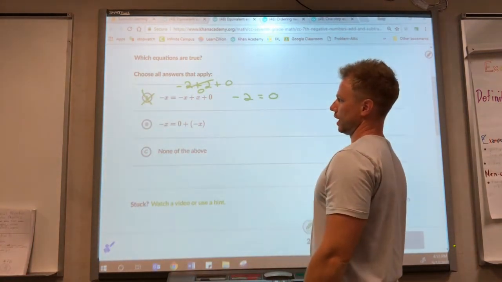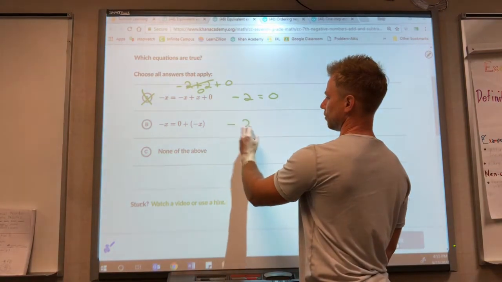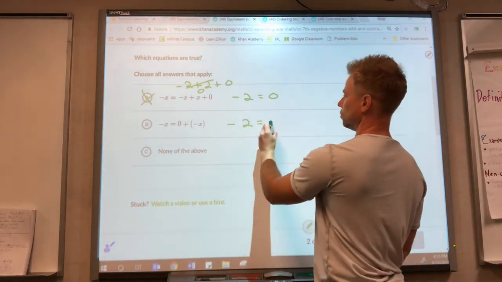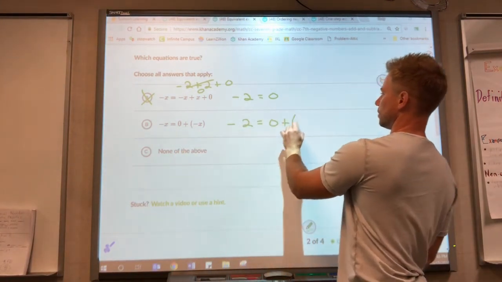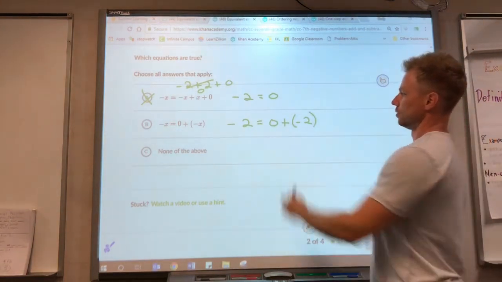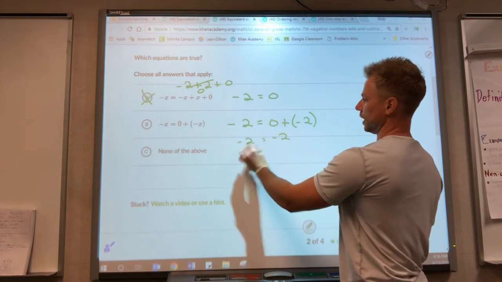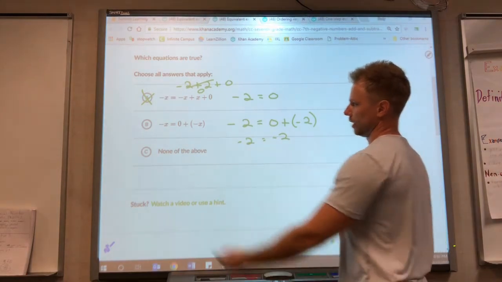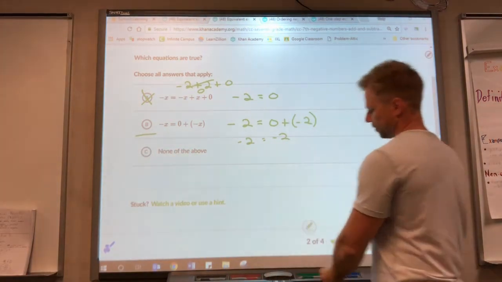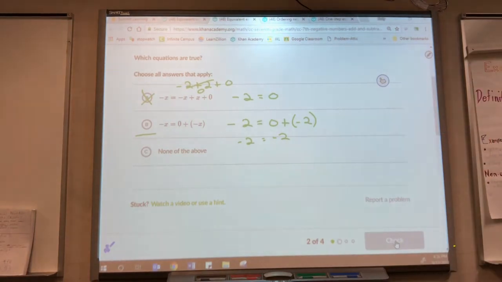Let's just stick with x being 2. If we have negative 2 here equal to 0 plus negative 2, 0 plus negative 2 is just going to be negative 2. Negative 2 equal to negative 2. Yes, that is true. So B would be correct.